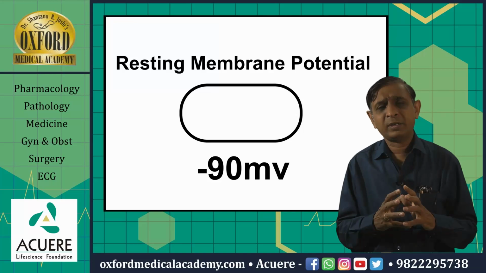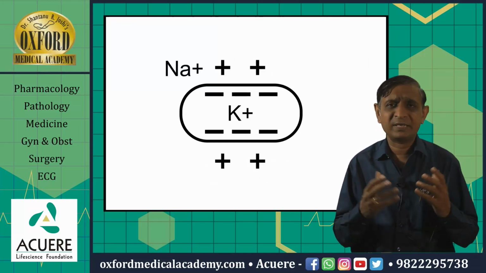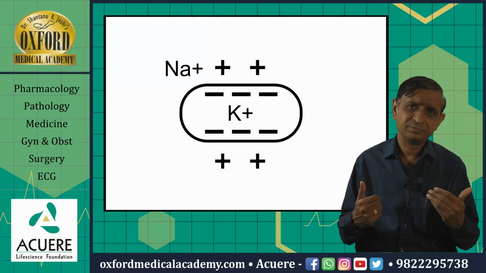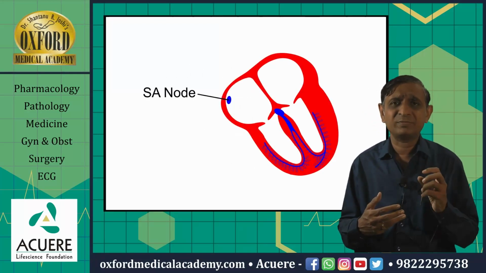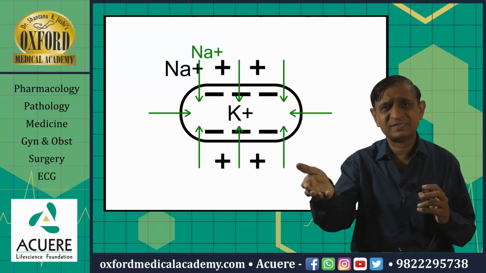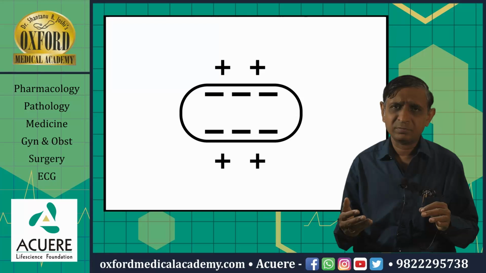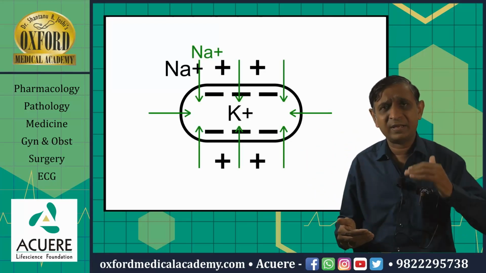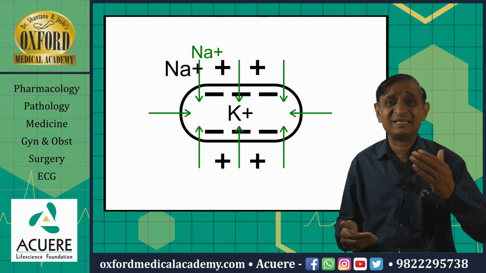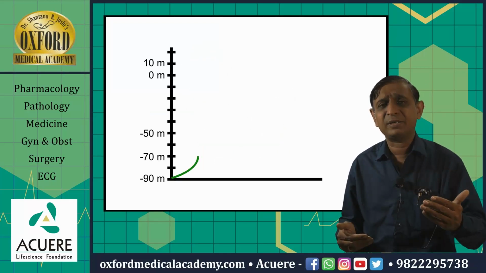As all of you know, in a normal physiological environment, outside of the cell is rich in sodium and inside of the cell is rich in potassium. When the cell is stimulated by the impulse coming from the SA node, some sodium channels open and the sodium from outside of the cell enters the cell. Inside of the cell was negative and some positive ions are entering. Naturally, the negativity inside of the cell becomes less negative. It will become minus 80 millivolts, minus 70 millivolts.